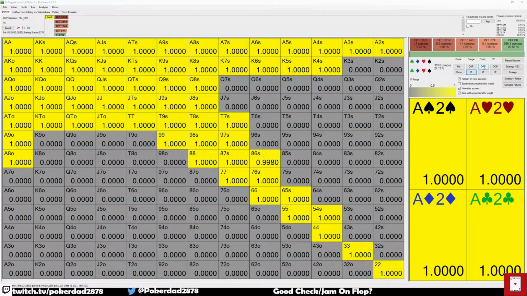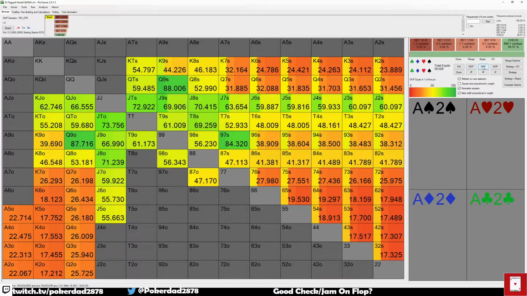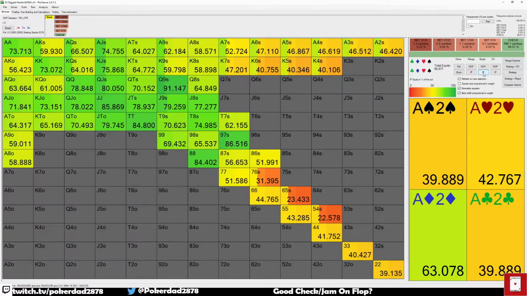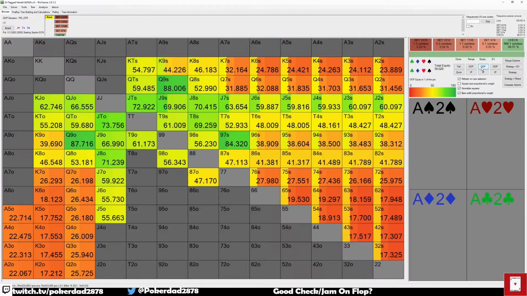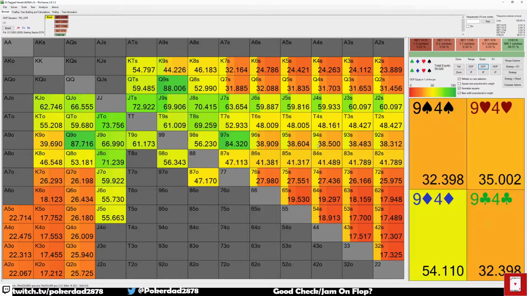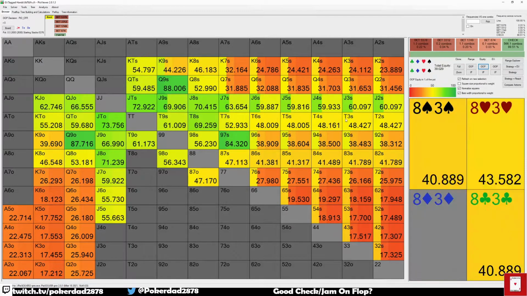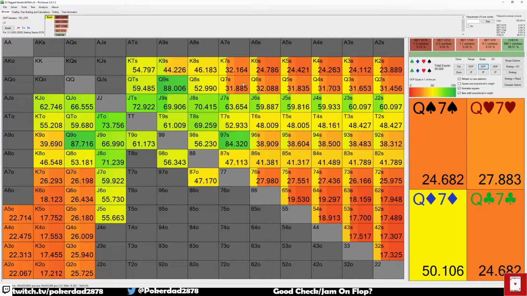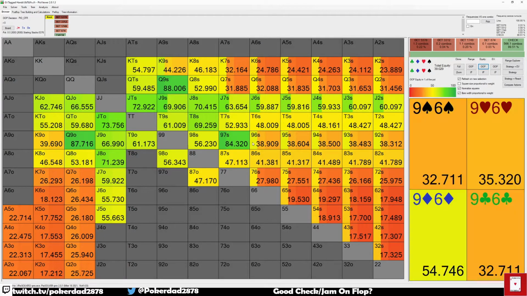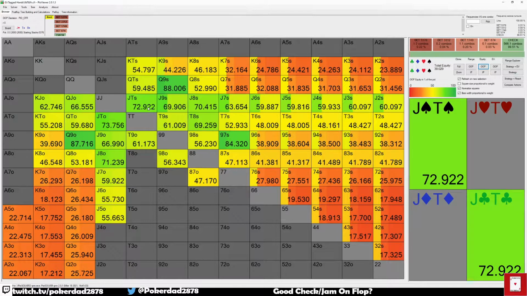In terms of equity, our equity here is actually pretty good. 40%, and theirs is 60%. So pretty decent equity, actually. Our specific hand, obviously the hands with the most equity are going to be any of the jacks here, the 2 pair hands.